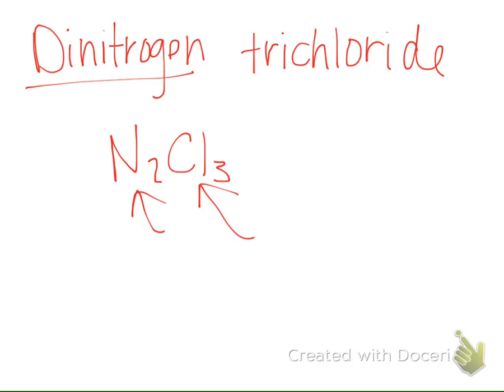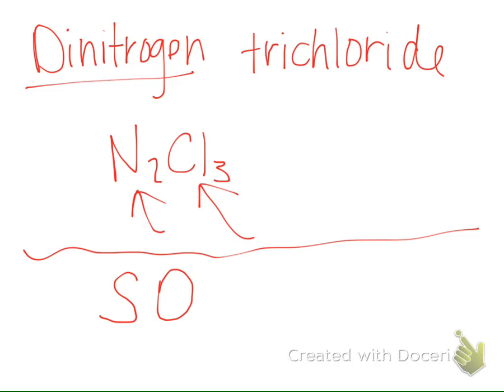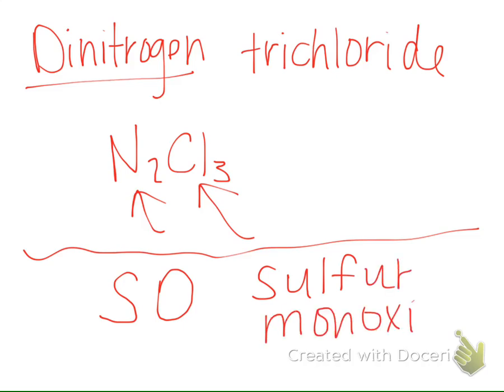So if I have, let's say, this molecule, what would it be called? Sulfur monoxide. Yes, exactly. Sulfur monoxide. Okay. All right, that's it for the covalent naming system.